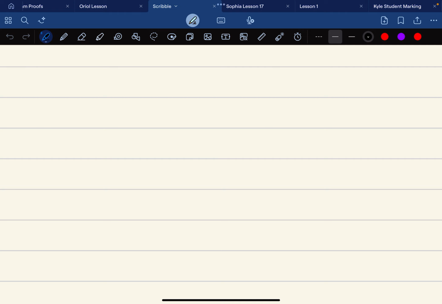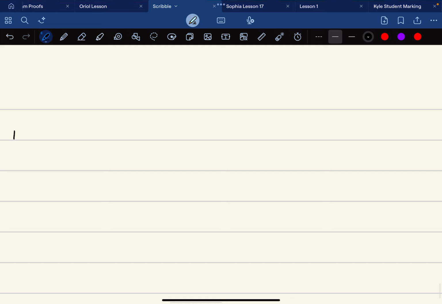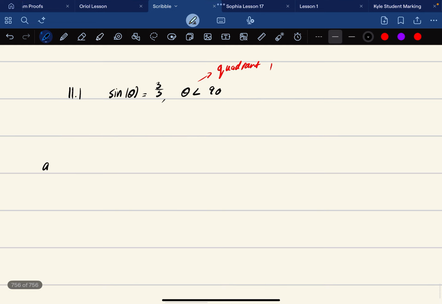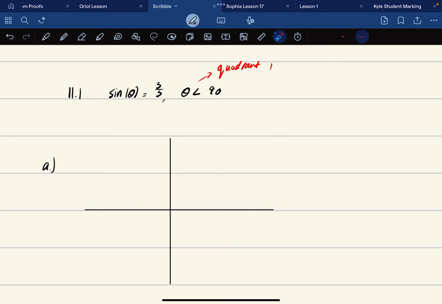So 11.1, start with that. It says here, if sine theta is equal to 3 over 5, and theta is less than 90 degrees. If theta is less than 90 degrees, this is telling us that this is happening in quadrant 1. So let's go to A. It's in quadrant 1, which is over here, right?